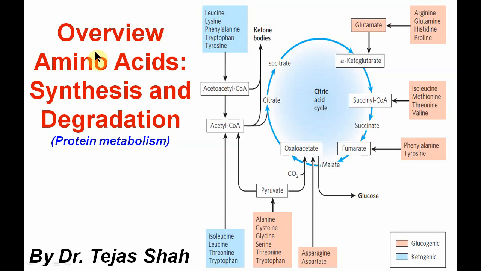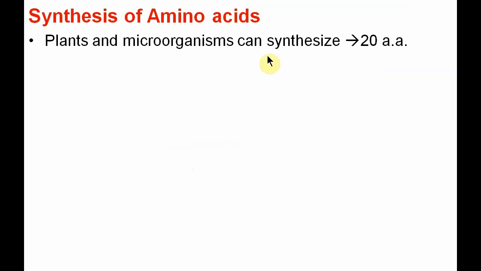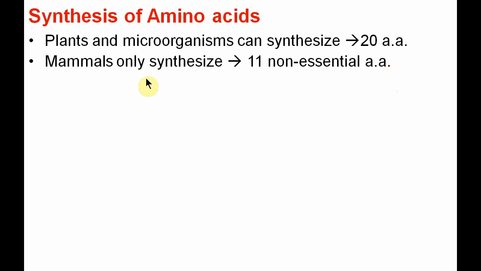Today we will see the overview of amino acid synthesis and degradation under the protein metabolism lecture series. So first we see the synthesis of amino acids. Plants and microorganisms can synthesize 20 amino acids, but mammals only synthesize 11 non-essential amino acids and the rest, 9 essential amino acids. As the name suggests, essential means they must be provided in the diet.